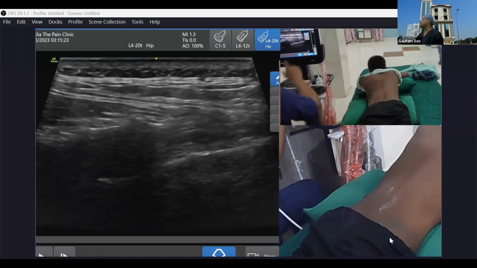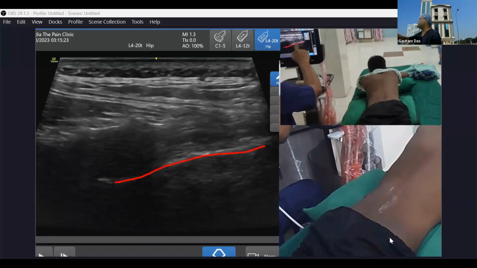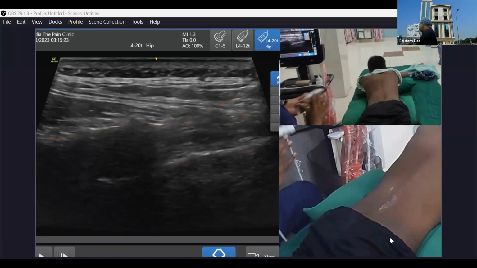Okay, so this was your sacrum, and this is your bone. Bone comes up to here because we can't see anything there. So your needle should be coming like this. So this is your caudal approach.